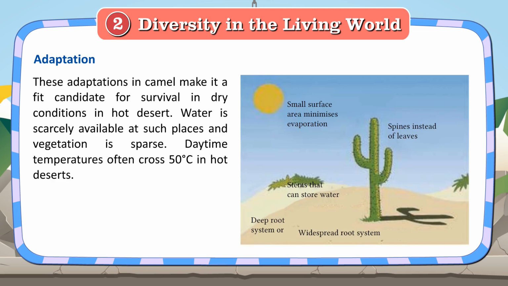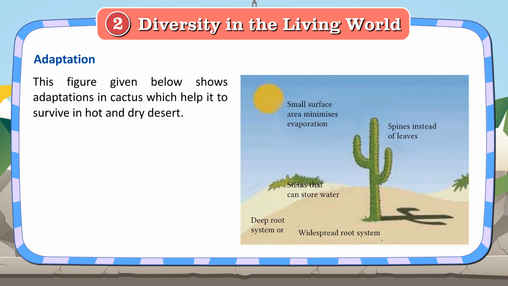These adaptations in camel make it a fit candidate for survival in dry conditions in hot desert. Water is scarcely available at such places and vegetation is sparse. Daytime temperature often crosses 50 degrees Celsius in hot deserts.